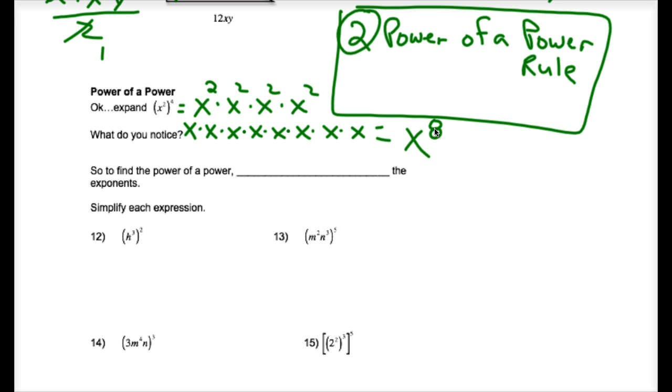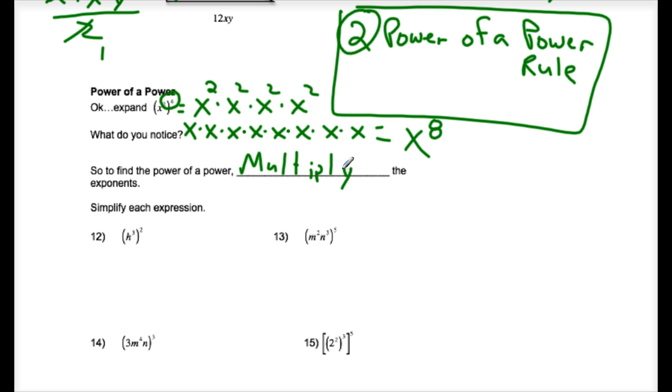Do 2 times 4. And use multiply. That's the new rule. That's why they call it power of a power rule. Look at the 2 and the 4, and a lot of kids like to circle them. If you ever have something with a power on it, you multiply it. So, to find the power of a power, multiply the exponents. Yesterday we added them.